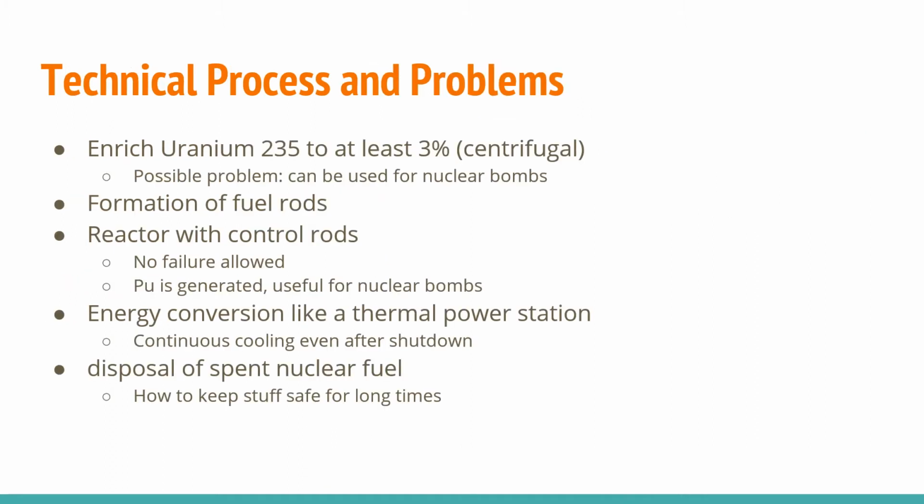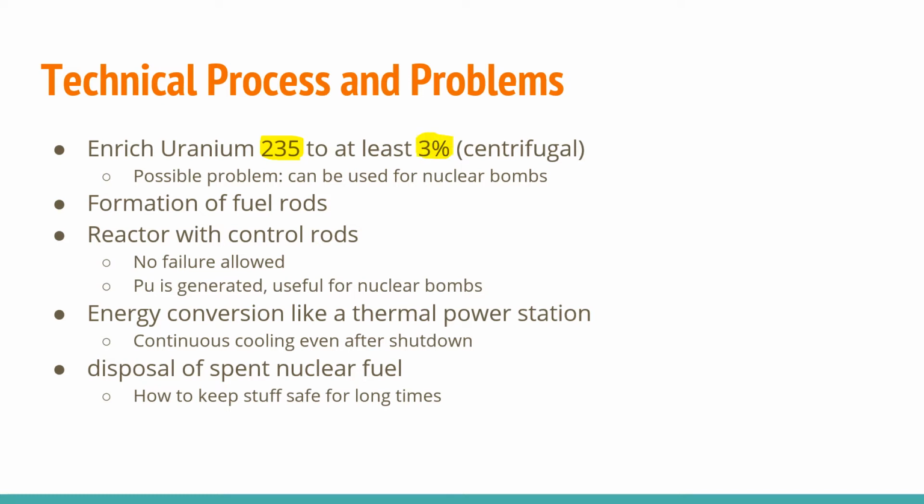So what are the technical problems if we want to do that? There are some major problems. The first thing is this uranium 235, that is the one we want to have, is not available in the way we need. So we have to enrich it. That is done by an enrichment process up to 3%. It doesn't have to be 100%.